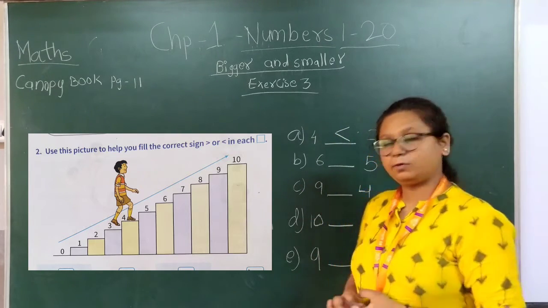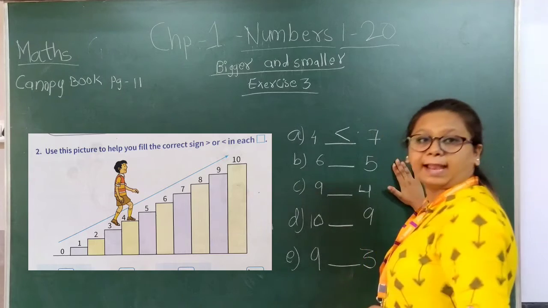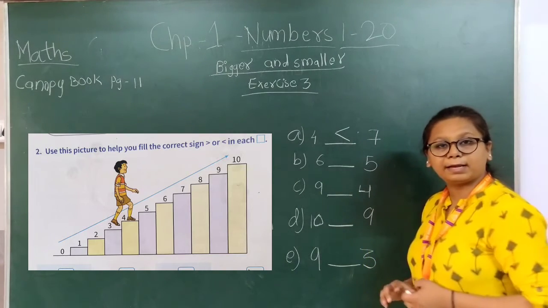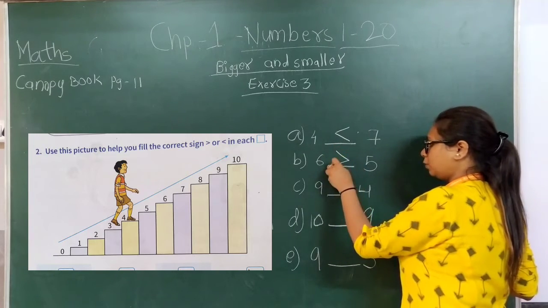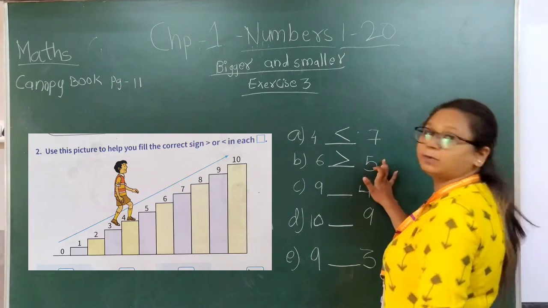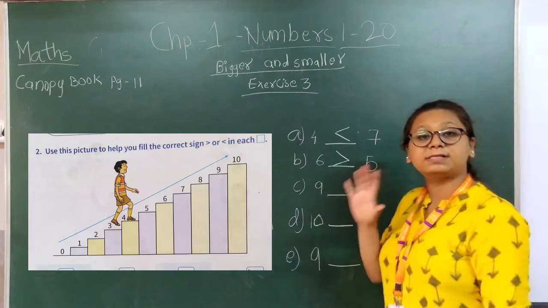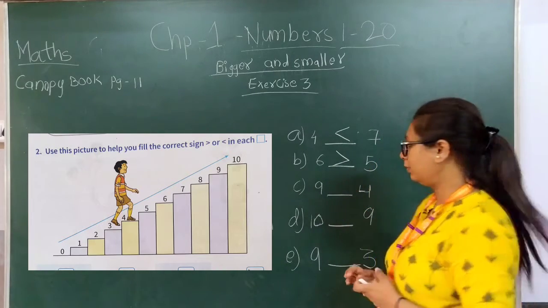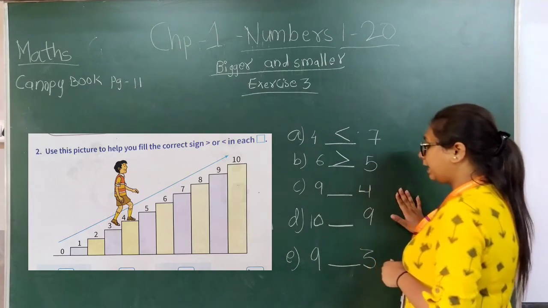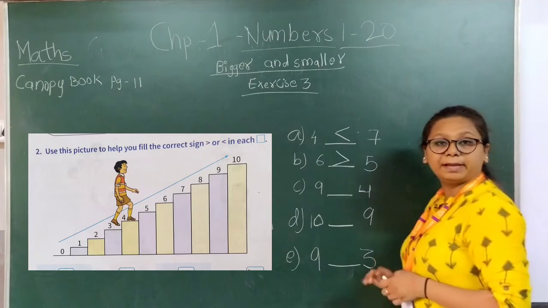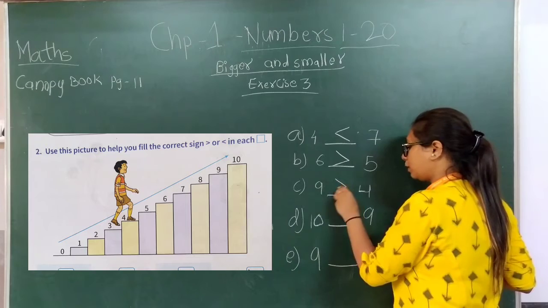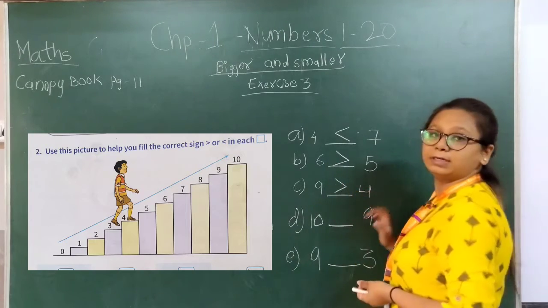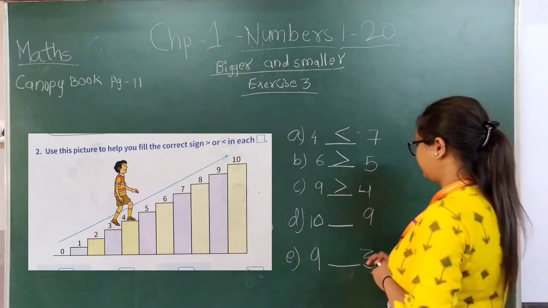Coming to the next one. 6 and 5. Which is the bigger number over here? 6. So the mouth will open towards 6 and the tail will come towards 5, as 5 is a smaller number. Next one. 9 and 4. Which is the bigger number over here? 9. So the mouth will open towards 9 and the tail towards 4.